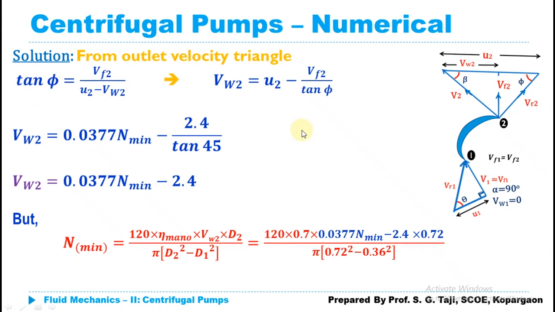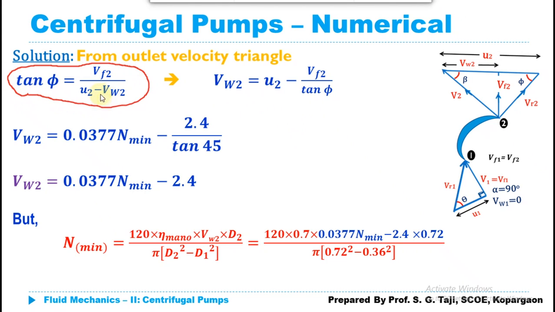Once we have calculated U2 in terms of N, we consider the relationship at the outlet velocity triangle: tan of phi is equal to VF2 divided by (U2 minus VW2). Writing this expression in terms of VW2, we get VW2 is equal to U2 minus VF2 divided by tan of phi. You can even remember this expression as it is, because you can directly use it for the computation of VW2 in the case of centrifugal pumps. So we get VW2 in terms of N minimum as 0.0377 N minimum minus 2.4.